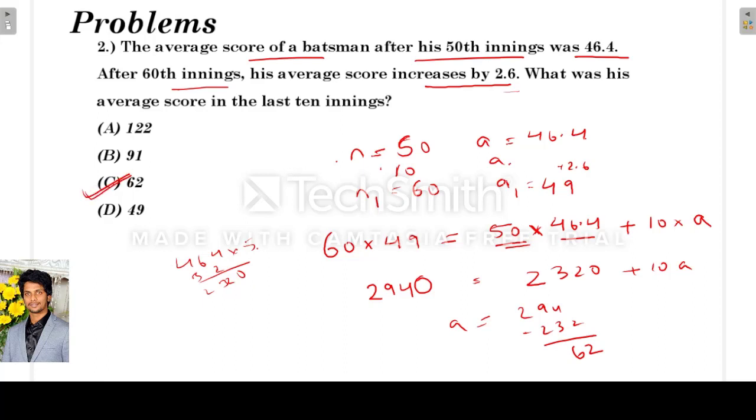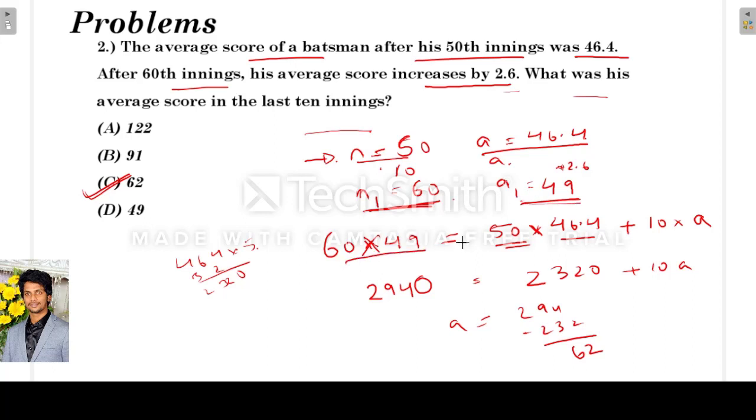So basically, I'll explain it again. See, the question states that in the first 50 innings, the average of the batsman is 46.4. And they are telling that after 60 innings, his average increased by 2.6, which becomes 49. So now they are asking what is the average score in the last 10 innings. So I am just equating the overall score, I mean the total number of runs. See, the total number of runs after 60 innings is nothing but number of innings into average, right?